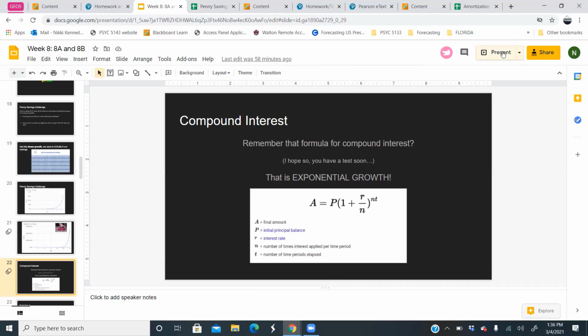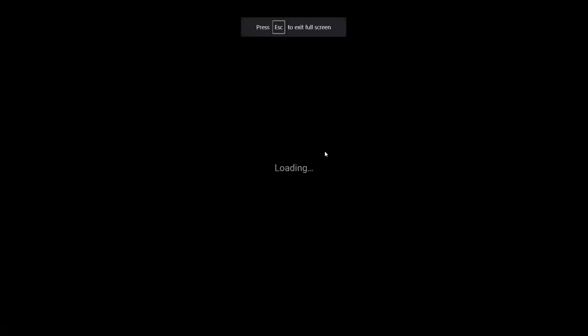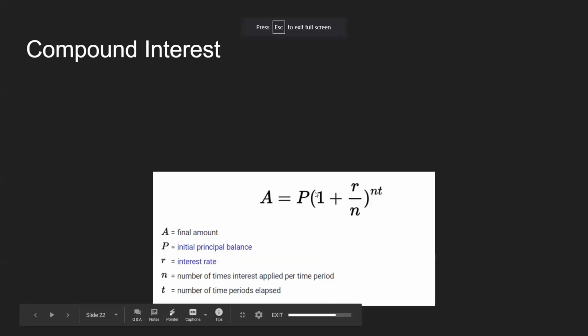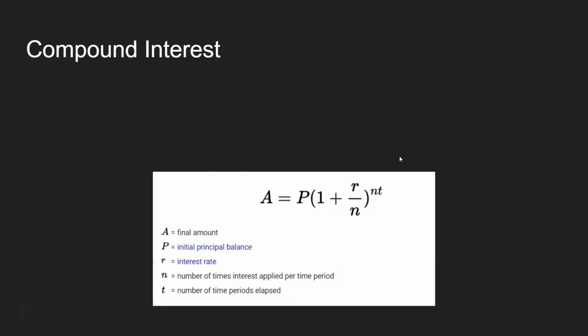This should remind you of compound interest. So we've talked about this before. The reason we're discussing this is because compound interest is an exponential function. That time for years is in the exponent. And so overall, this is an exponential function.